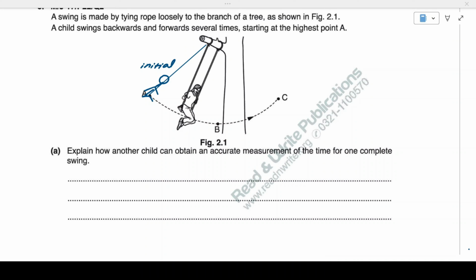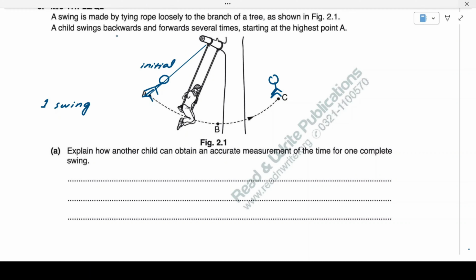So what is one complete oscillation? This person started off from the position A, goes to the extreme other side, and gets back to the same starting point. So it starts from here, goes all the way over there, then stops here momentarily, and then comes back to the same starting point. What is that? That is one complete swing.